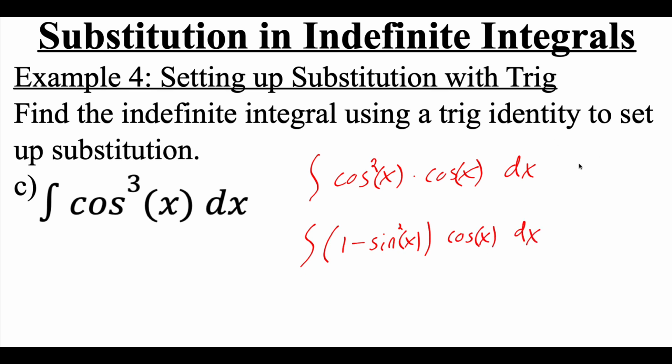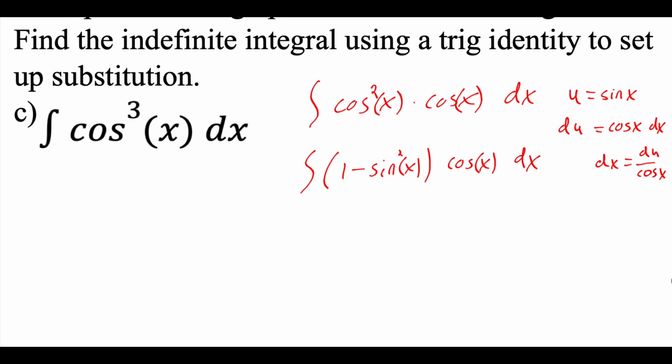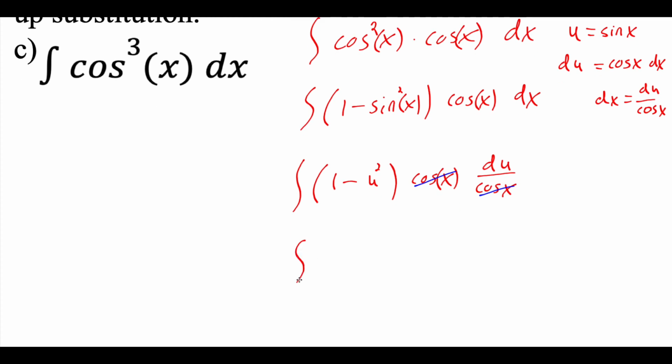Now this time we're going to let u equal the sine of x. So then du is going to equal the cosine of x dx. Solving this to get dx alone, we'll get dx is equal to du over the cosine of x. And now we're ready to do our substitution. So we're going to have the integral of 1 minus, now we're letting u equal the sine of x, so this is sine squared, so this will be u squared times our cosine of x. And then for dx, we're going to get rid of that and replace that with du over the cosine of x. Now notice this times cosine and this divided by cosine in here, those are going to cancel each other out. So now we've got the integral of 1 minus u squared du.